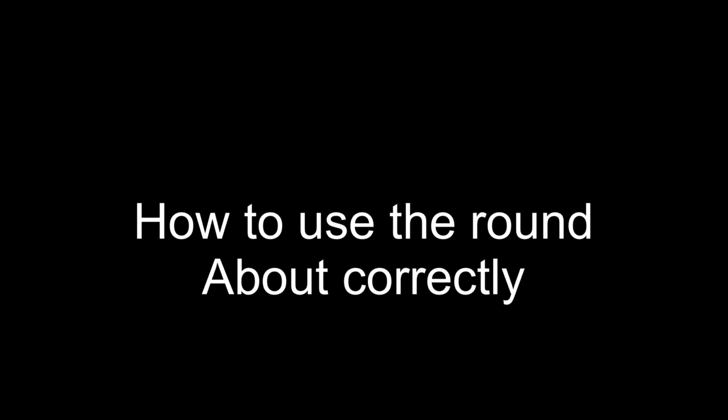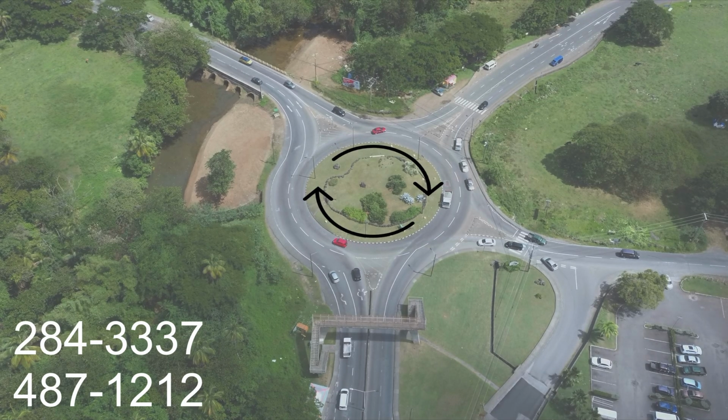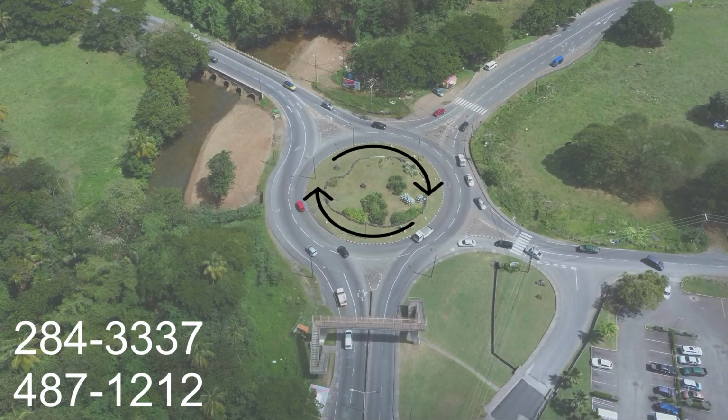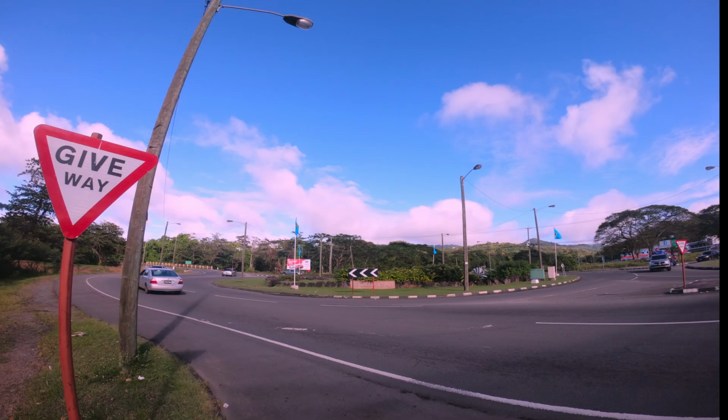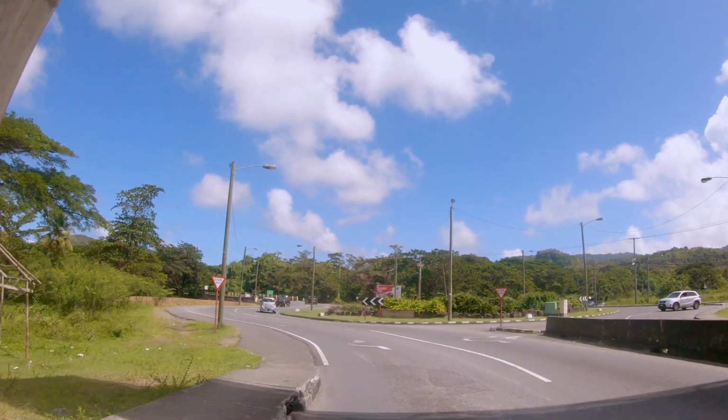How to use the roundabout correctly. Traffic in the roundabout should flow in a clockwise direction. Give way to the traffic approaching from the right.